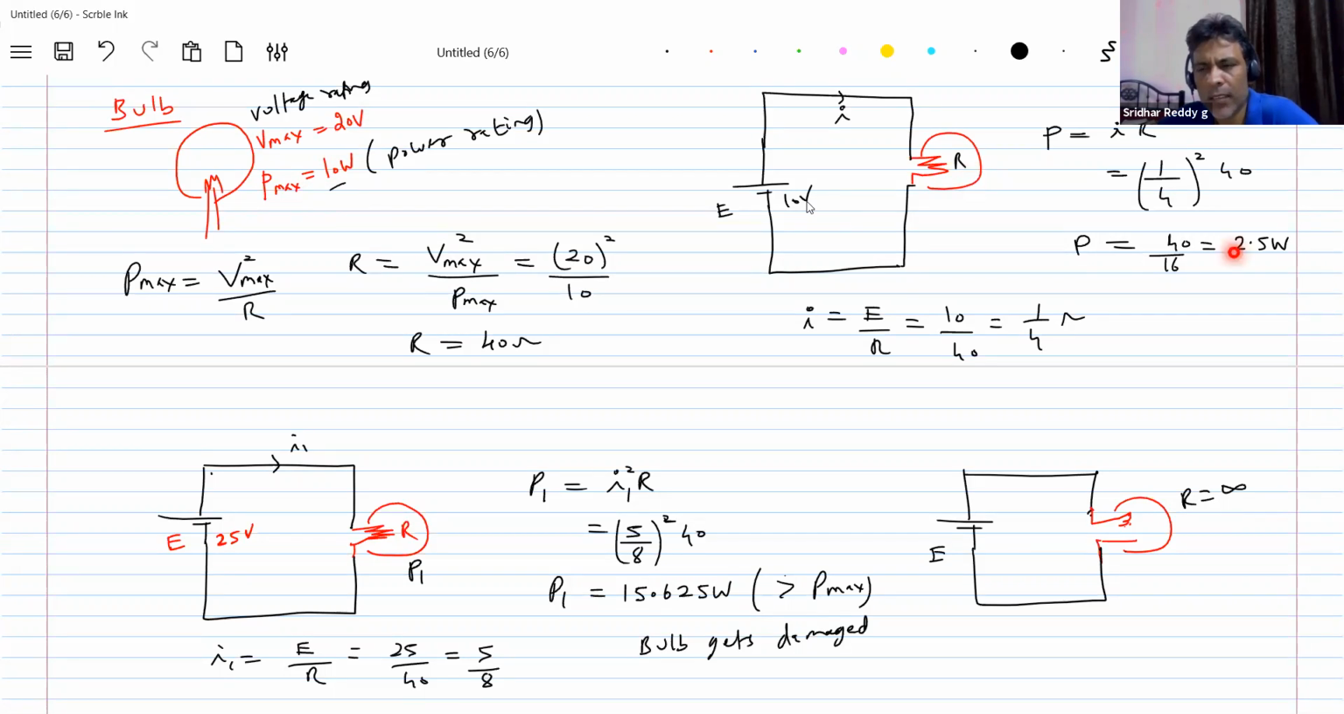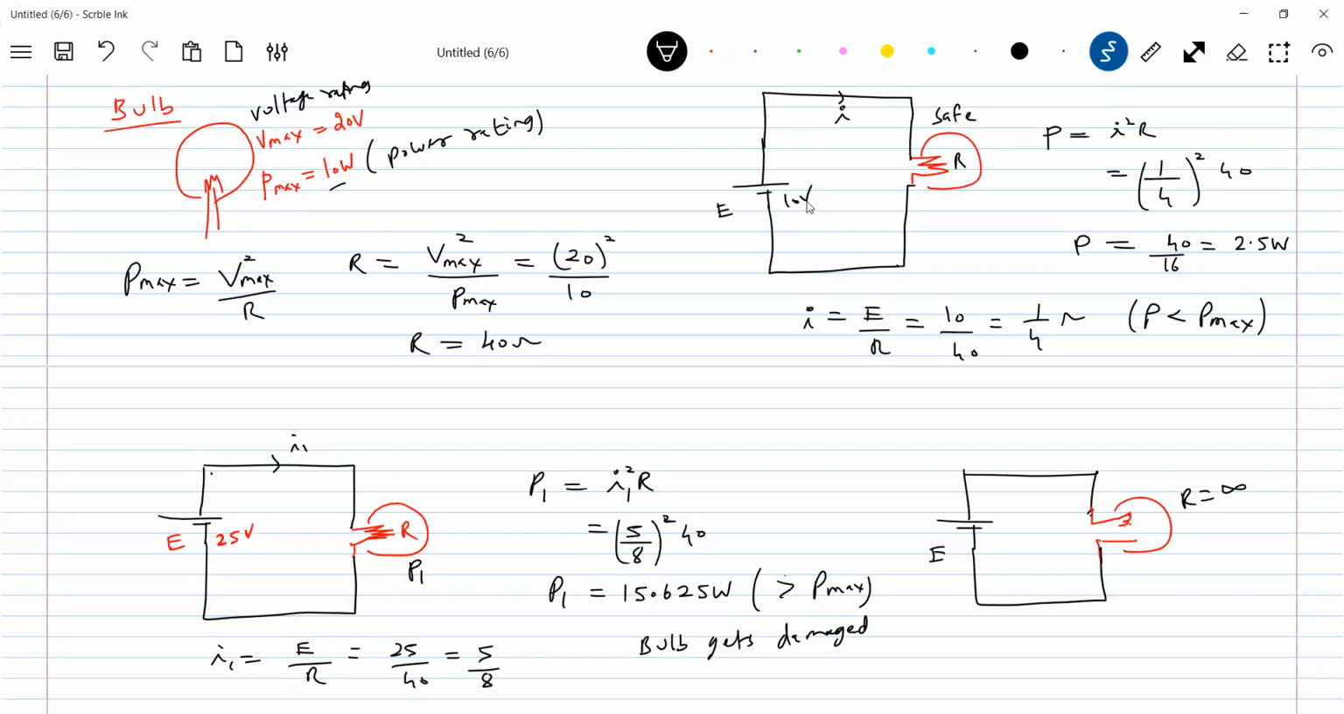So when the power dissipated is less than the power rating, the bulb is safe. How do you decide whether the bulb is safe or not? When the power dissipated across the bulb is less than P max, the bulb is safe. These are the technical terms, P max. So what about P1? P1 is greater than P max. The bulb is not safe. Not safe means it got damaged.